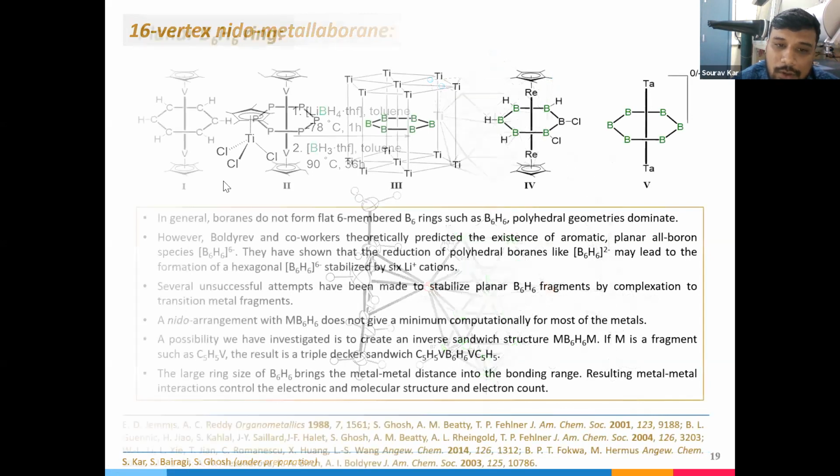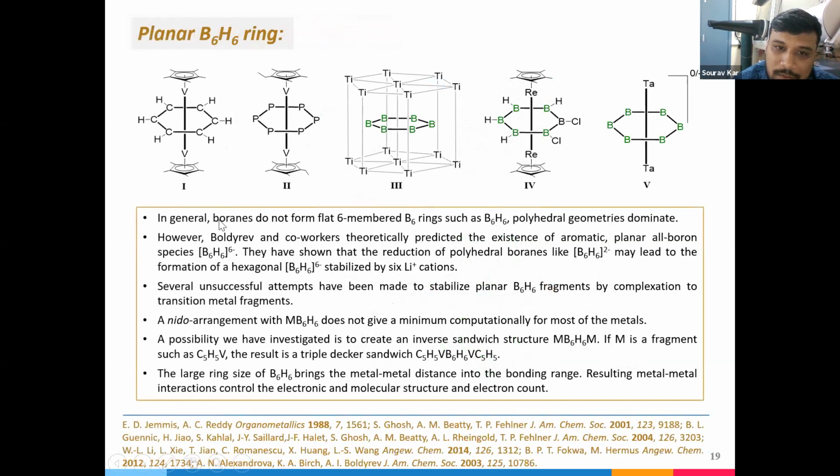So we all know that boron does not form the flat 6-member B6 ring, such as B6H6, like carbon in benzene. Instead, they form polyhedral geometry. So B6H6 will form an octahedral geometry, usually.